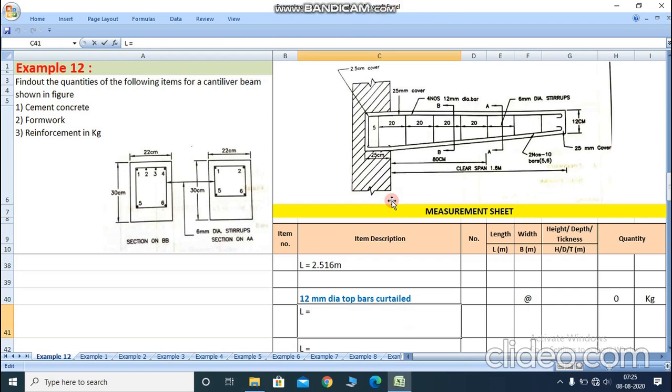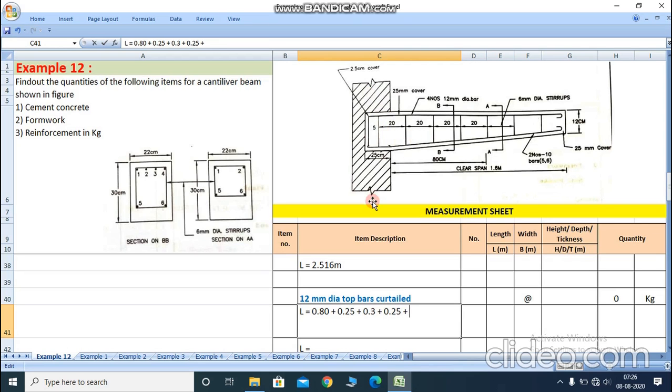Here a 12 mm diameter top bar, the curtail bar, is provided. So here 80 centimeters is given, from the wall to a point. So right here 0.80 plus 25 centimeters is fixed in the wall. So 0.25 plus 30 centimeter height of the beam. So 0.3 plus 25 centimeter here. So 0.25 plus 2 times hook is provided.